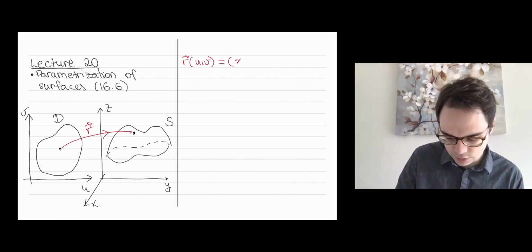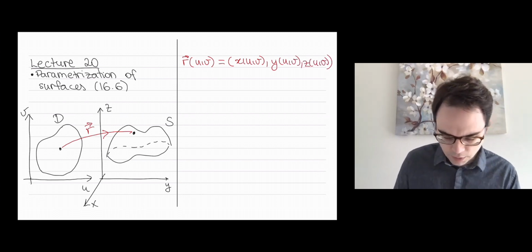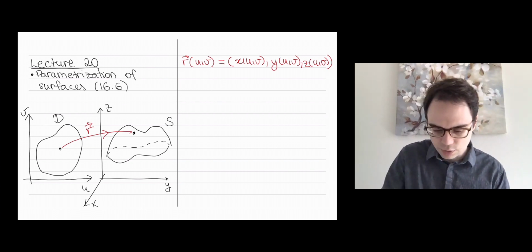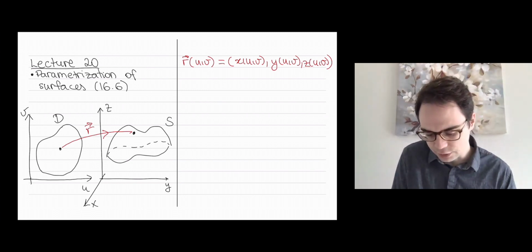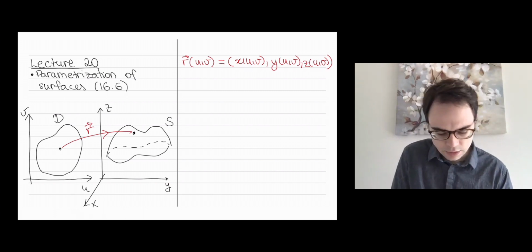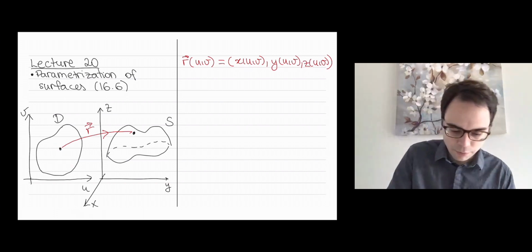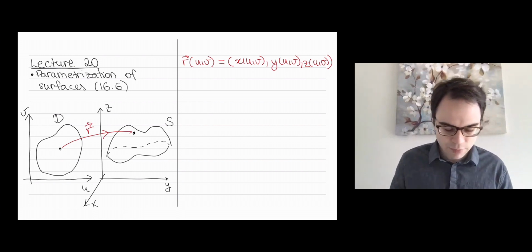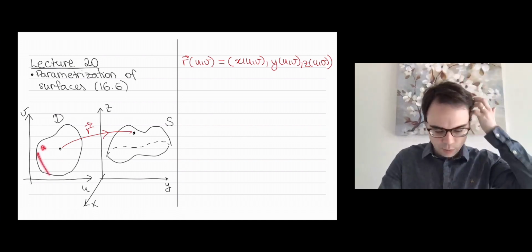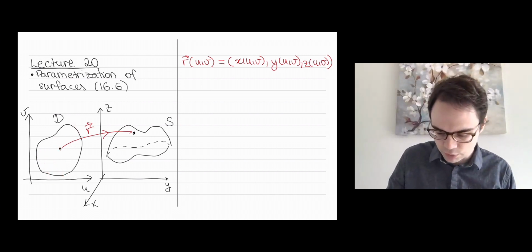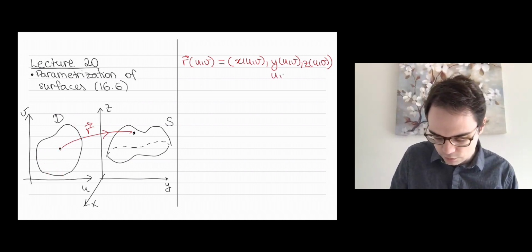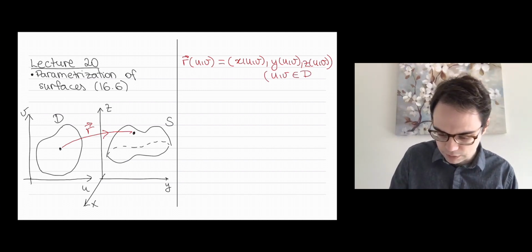That point will have an x coordinate which depends on u and v, a y coordinate that depends on u and v, and a z coordinate that depends on u and v. So the parameterization consists of three functions, x, y, and z, in terms of points in the uv plane. But furthermore, it's important that we give bounds for u and v. In other words, we have to say what's the region where u and v are supposed to vary. Here, u and v belong to the region D.